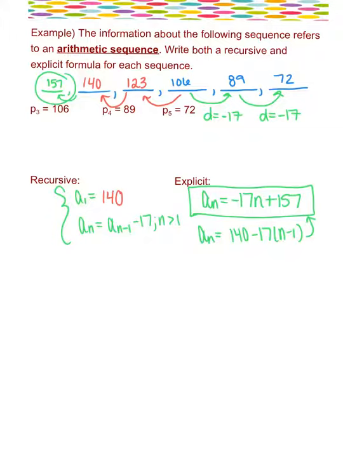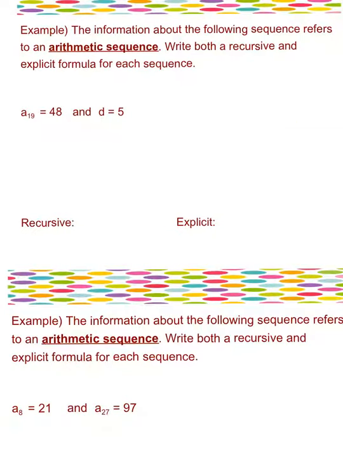All right, I believe I have 2 more examples. In the first one, it says the information about the following sequence refers to an arithmetic sequence. Write both the recursive and explicit formula for the sequence. So here, they don't give me the first term, they give me the 19th term, which is 48, and then they tell me the common difference is 5.